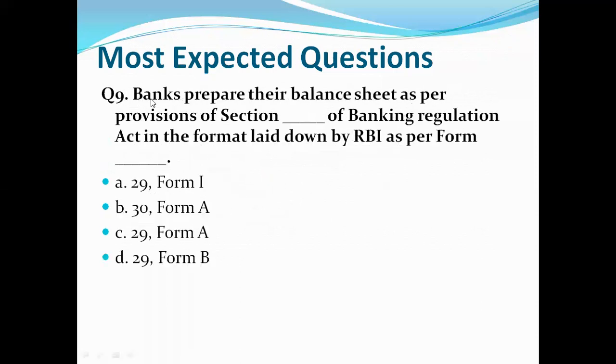Question number 9. Banks prepare their balance sheet as per the provision of section dash of the Banking Regulation Act in the format laid down by the RBI as per form dash. Options are 29 form 1, 30 form A, 29 form A, 29 form B. Correct answer is C, section 29. As per the Banking Regulation Act, section 29, banks prepare their balance sheet, and the format given by the RBI is form A.